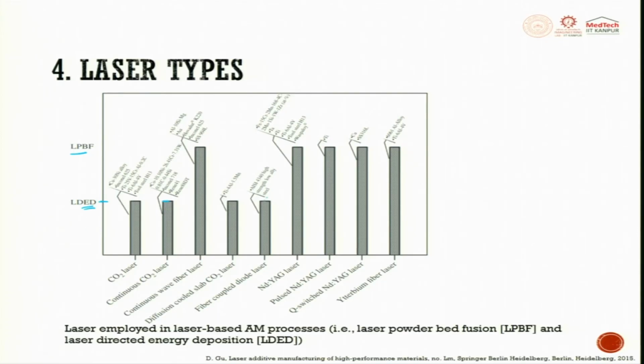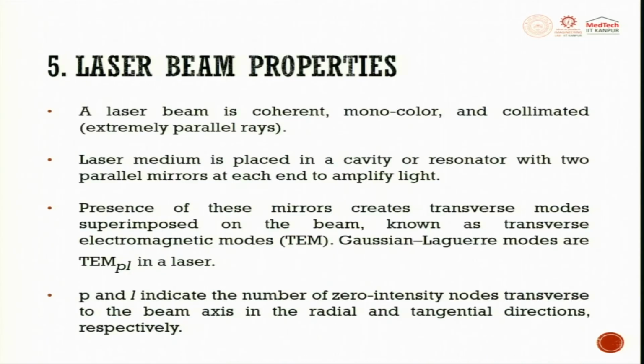Then you have the fiber coupled diode laser for DED, then you have the Nd-YAG laser for powder bed fusion, then the pulsed Nd-YAG laser for powder bed fusion, and I have told you what the source, the active media, is. Then you have the Q switched Nd-YAG laser, for which cobalt is used as the dopant. The ytterbium fiber laser is also used for powder bed fusion. This graph talks about lasers employed in laser based additive manufacturing in powder bed fusion and directed energy deposition. So, now let us see the last part of the lecture, which is on laser beam properties.